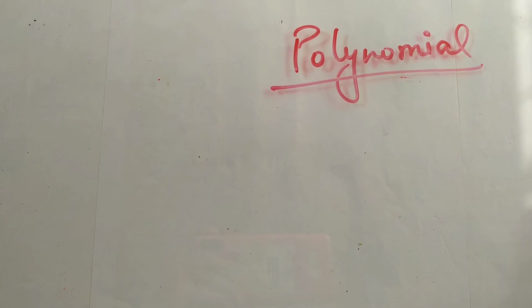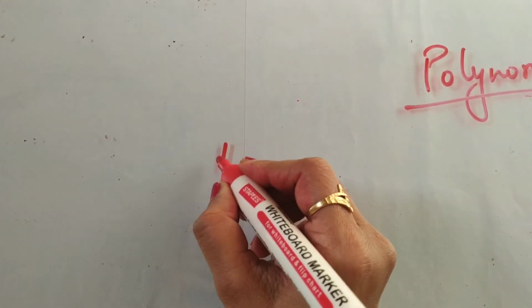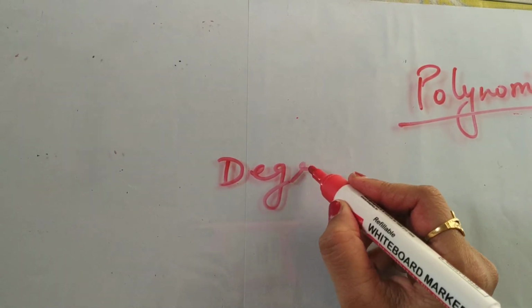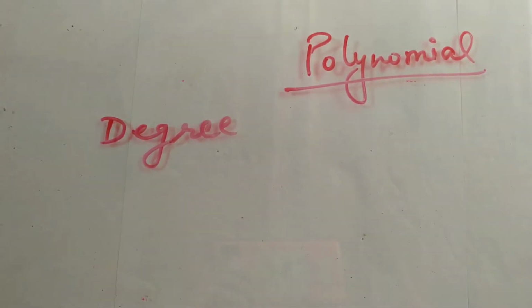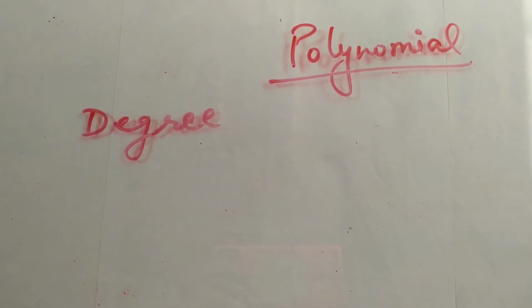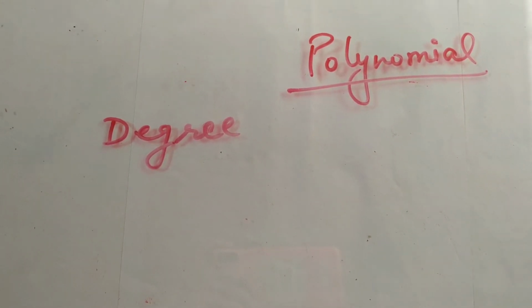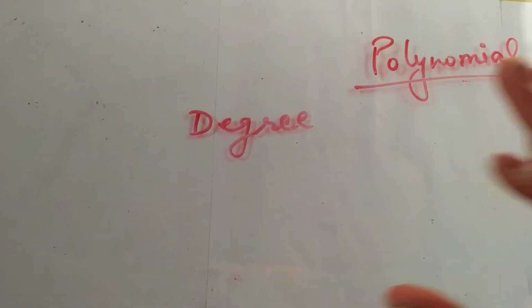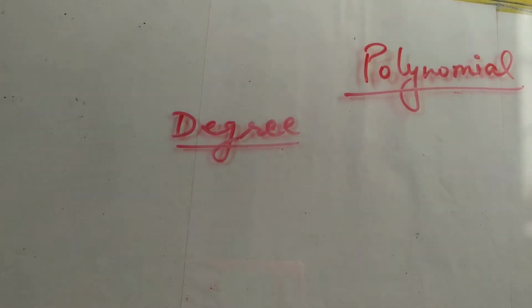Now if we are talking about the type of polynomial, there is one more criterion on which we can decide the type of polynomial, which is degree. That means there are two criteria to decide which type of polynomial it is. One is on the basis of terms, and the second one is on the basis of degree. So first we understand what the degree of a polynomial is.